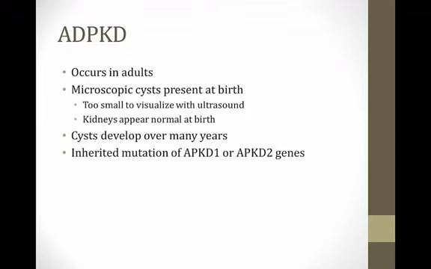Now contrast what I just described with autosomal dominant polycystic kidney disease, which is the much more common type of polycystic kidney disease. This occurs in adults.